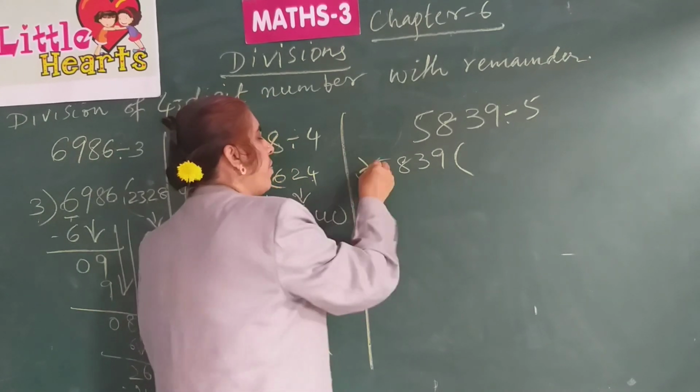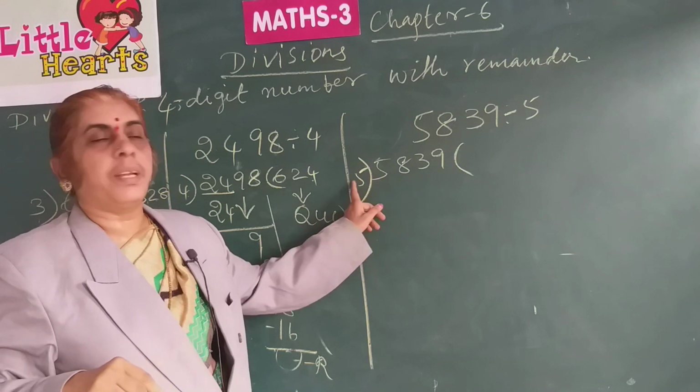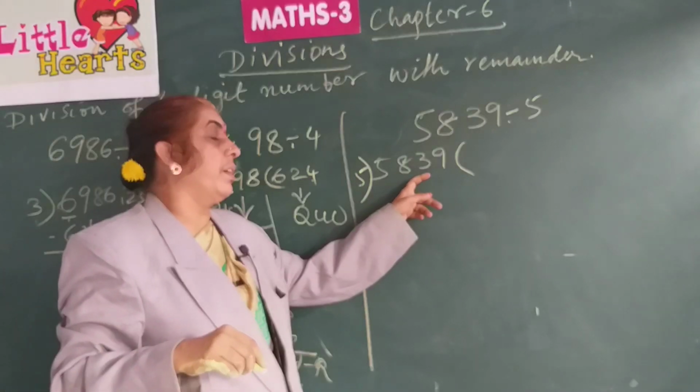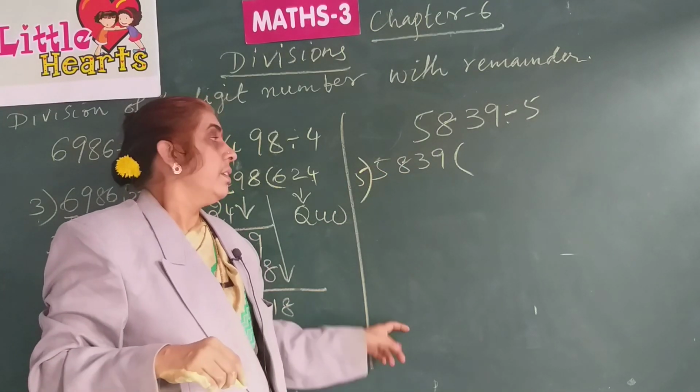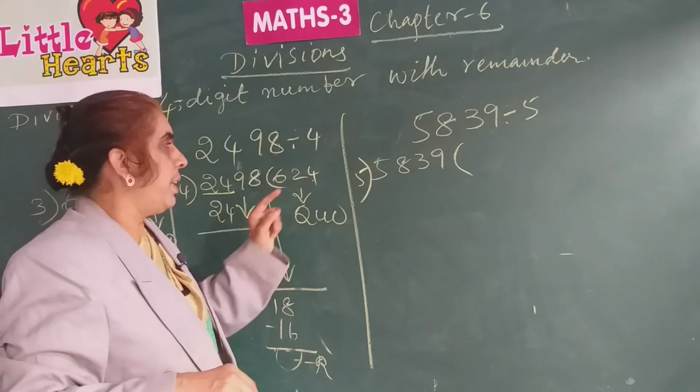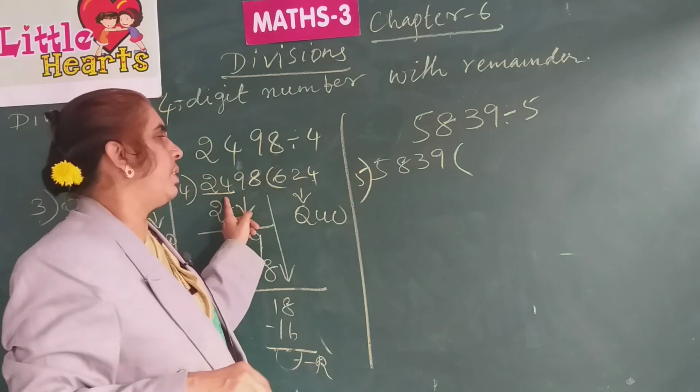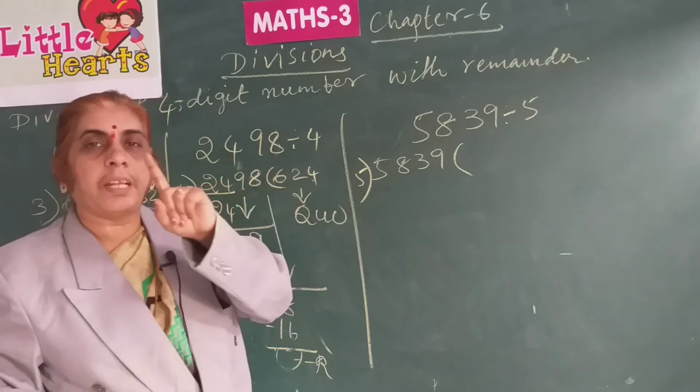5,839 divided by 5. As 5 and 5 are equal, when there is a 4-digit number, you have to start dividing from the thousands place only. If it is less than the divisor, take 2 digits. If it is equal or greater than the divisor, take only 1 digit.